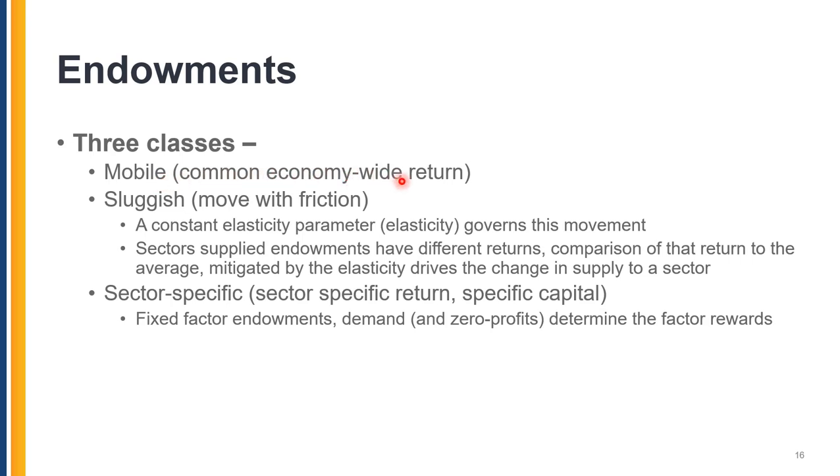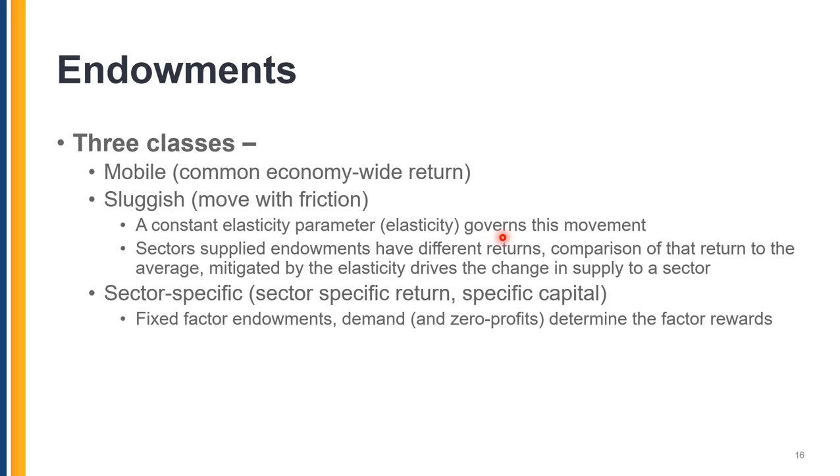So every sale of labor and every purchase balances out in an aggregate condition to give a common price. If something is sluggish, then it moves with friction. There's some elasticity that tells you how costly or how far from perfectly mobile you are, and the endowment supplier will choose to maximize returns based on this limited ability, imperfect mobility of the sector for being used in different things.